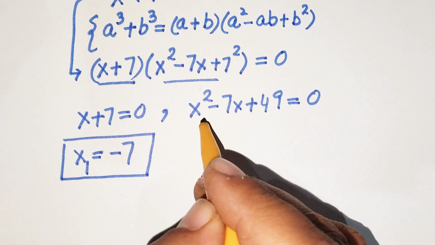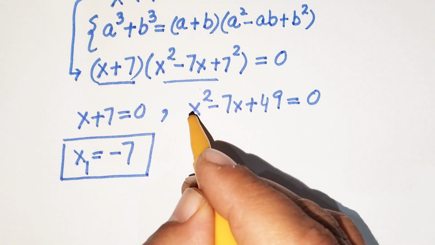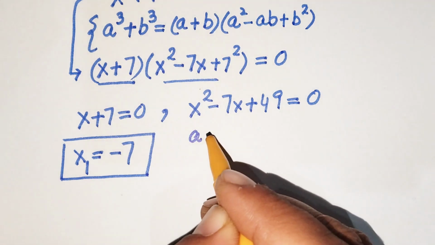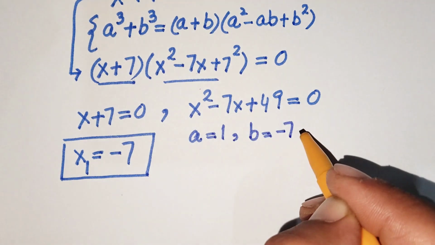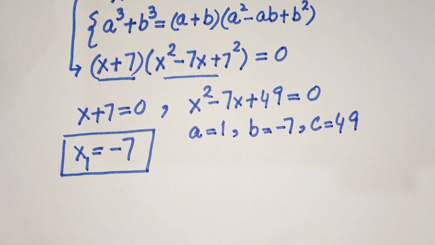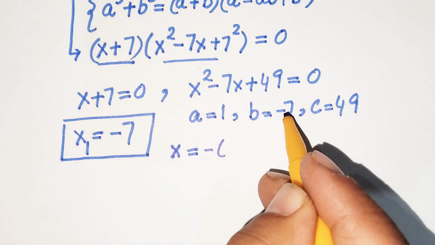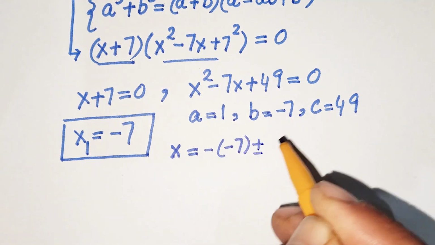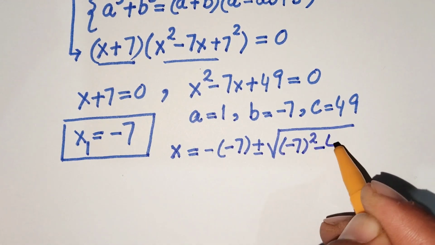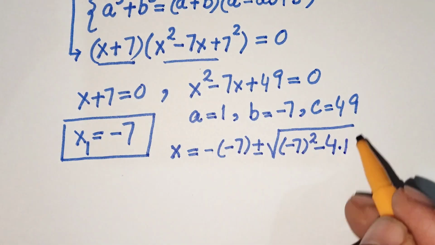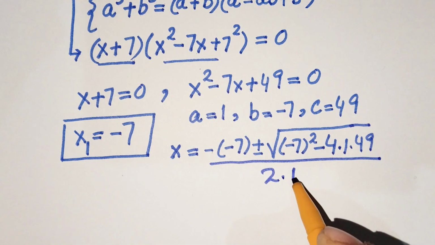Now we are going to find the value of x from this quadratic equation. Using the quadratic formula, the coefficient of x square is 1, so a is equal to 1, b is equal to minus 7, and c is equal to 49. As we know, x is equal to minus b plus minus the square root of b square minus 4ac, all over 2a. Here minus b is 7, b square is minus 7 whole square, minus 4 times 1 times 49, all over 2 times 1.